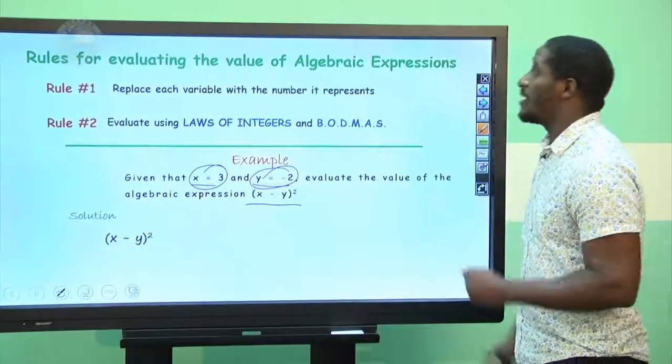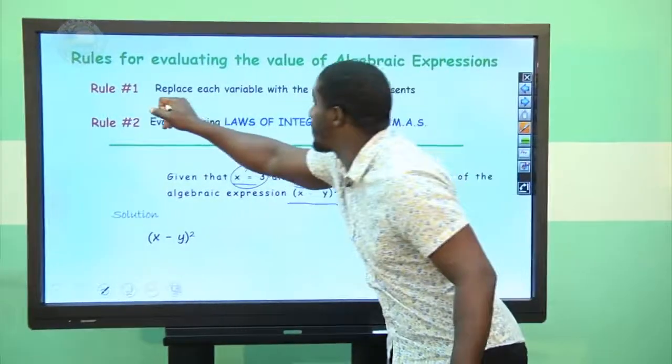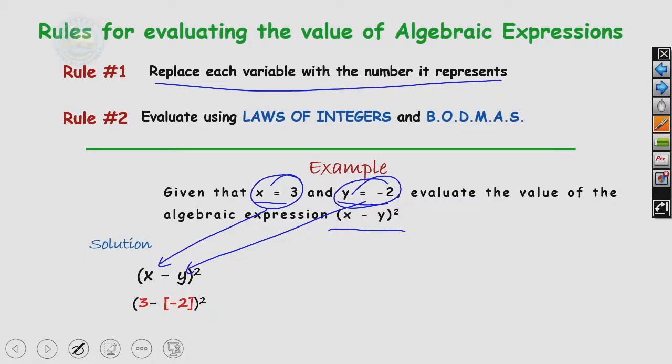What are our rules for evaluating the value of an algebraic expression? The first rule is to replace each variable with the number it represents. Here, x is represented by 3 and y is represented by minus 2. So we shall rewrite this expression, replacing the variables with the values they represent. So we now have 3 minus, in brackets, minus 2, all squared.